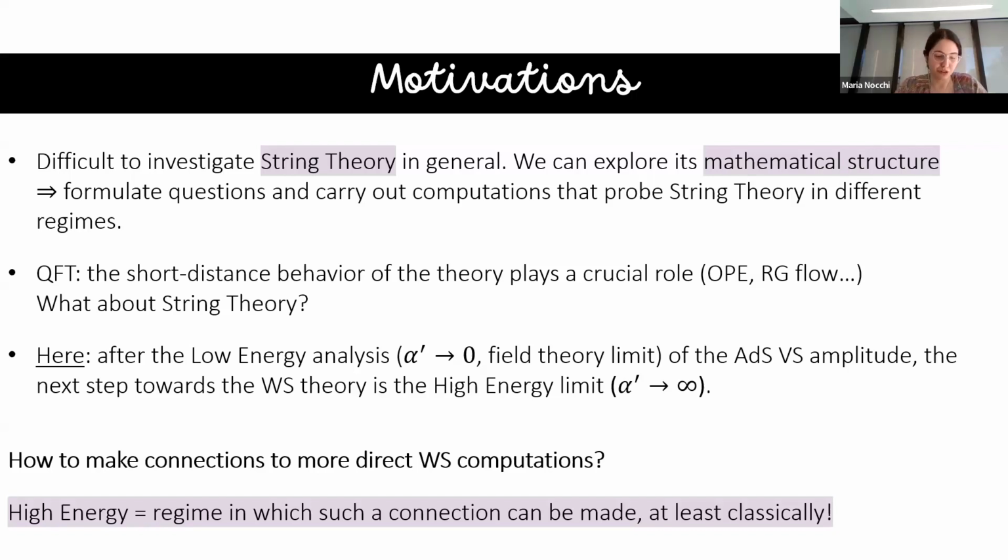So one motivation could be that, in QFT, the short distance behavior of the theory played a crucial role in literature, giving you the OPE, the RG flow. But what about string theory? So we review the low energy analysis. By taking alpha prime to 0, you get the field theory limit. But the next natural question would be, what about alpha prime to infinity, this very stringy behavior? And I want to argue that this is the right regime in which you can make a connection to a direct worldsheet computation, at least classically.